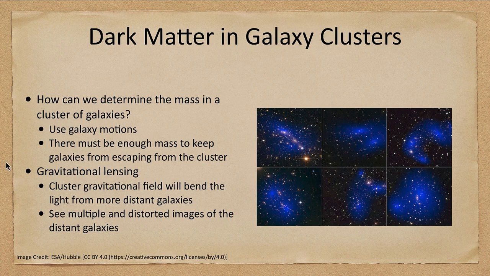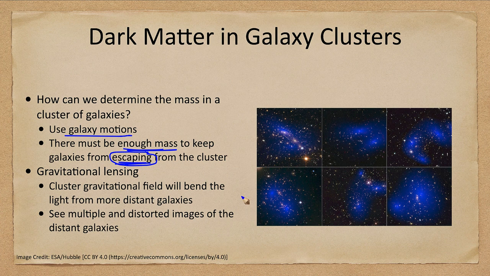How can we determine the mass of galaxy clusters? Well, there are a couple of ways that we can do this. We can use the motions of the galaxies. What we mean is that we see the galaxies together. That means there must be enough mass to keep the galaxies from escaping from the cluster. The galaxies have been there for a long time, so there must be enough mass there to bind that galaxy cluster together.